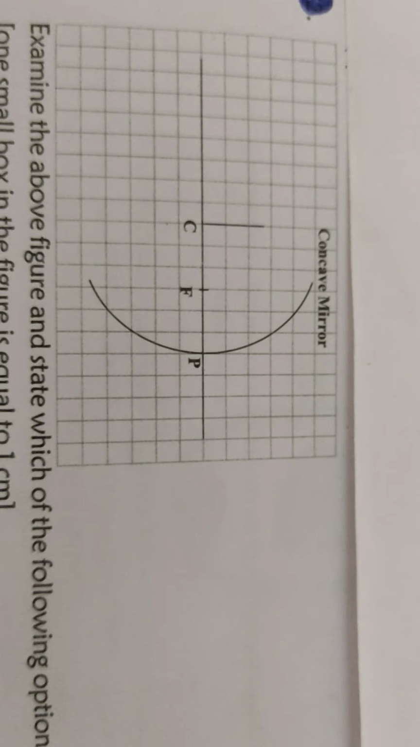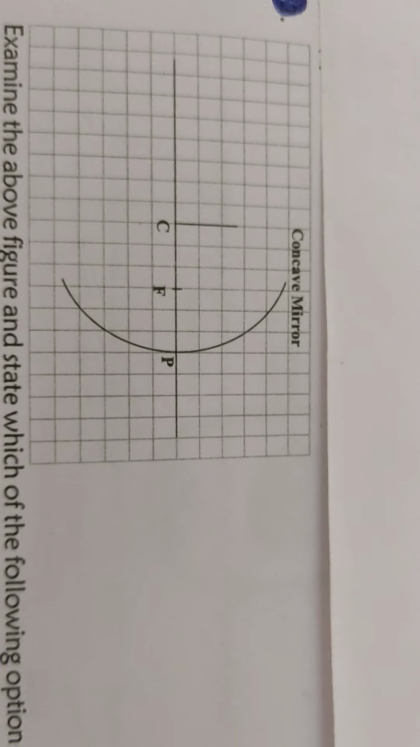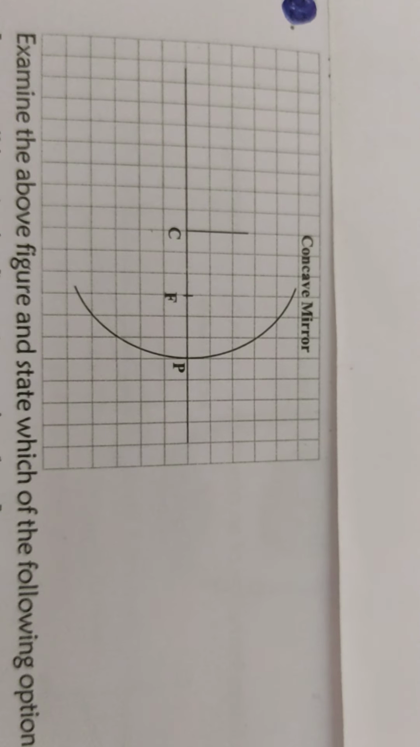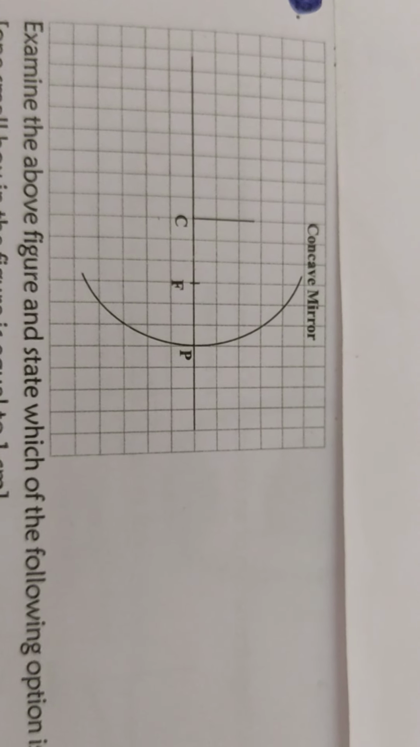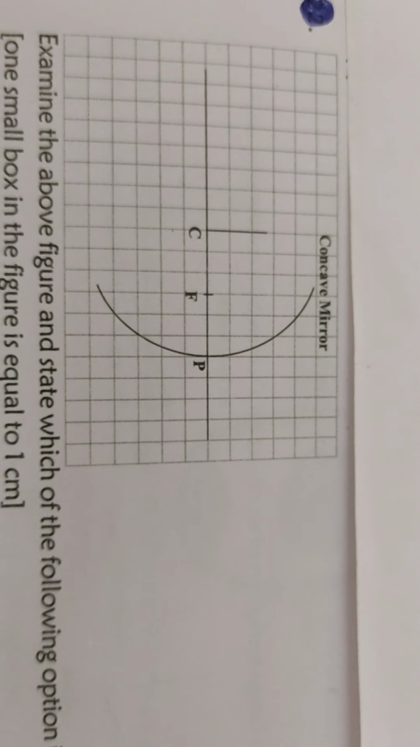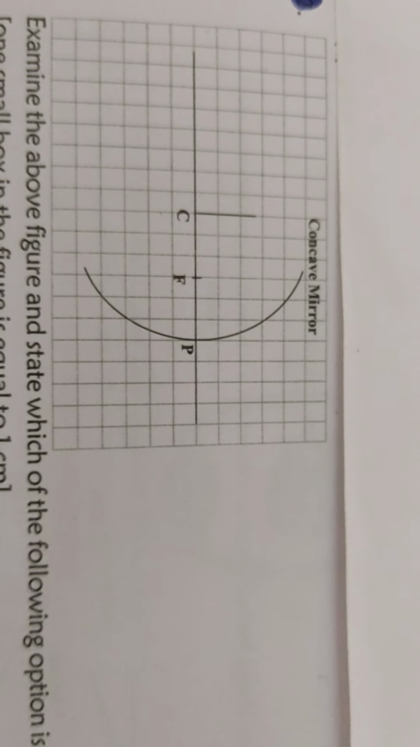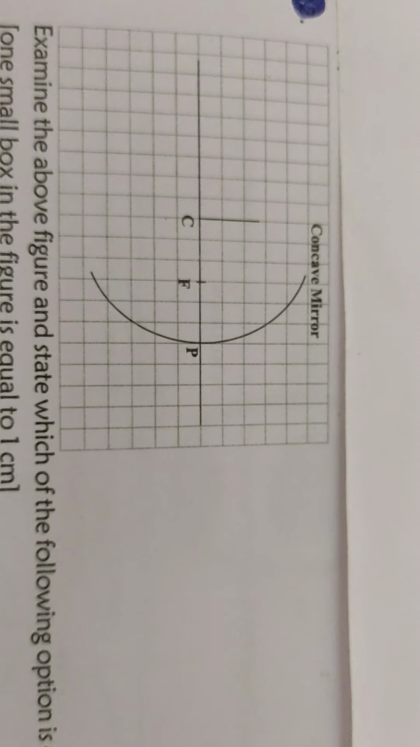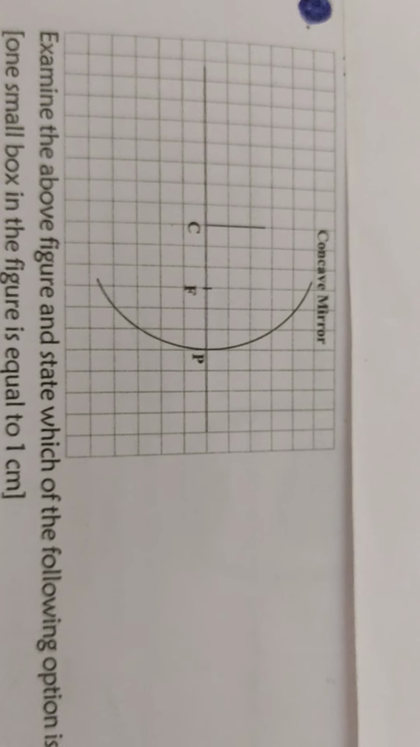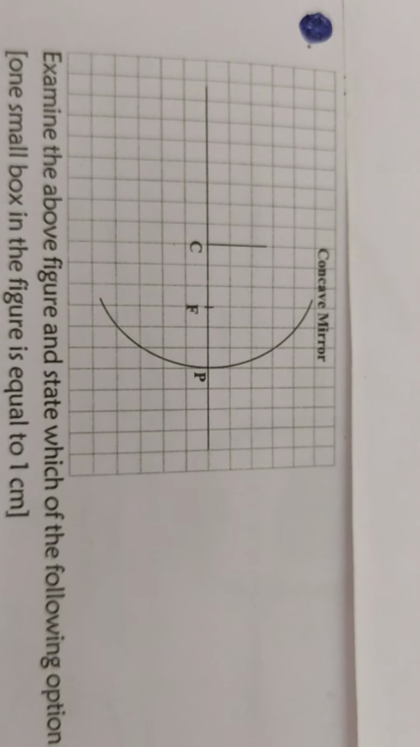Now, as one small square box is equal to 1 centimeter and F is lying 3 boxes away from the pole, so 3 boxes means 3 centimeter. So focal length, as per sign convention, for a concave mirror is minus 3 centimeter. And we know that when the object is placed at C, the center of curvature of the concave mirror, the image is formed at C only. And that too, a same size image is formed. It means the size of the image is equal to the size of the object. And it is real and inverted.